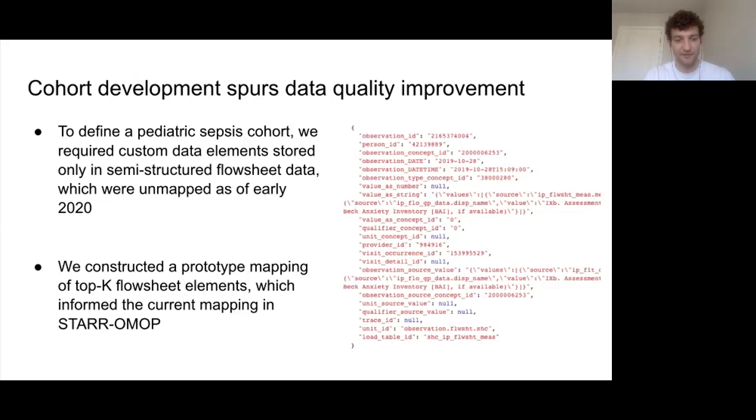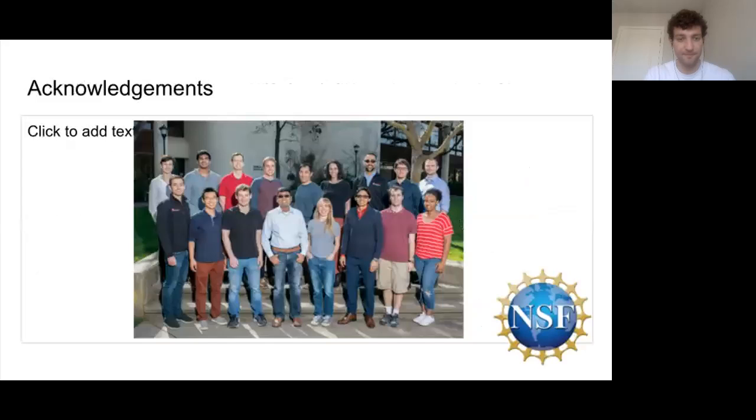However, we realized that of the roughly 24,000 unique string identifiers in the flowsheets, we could get reasonable coverage over the whole set by manually screening and mapping only a few hundred to their corresponding OMOP concept IDs. We then provided this mapping to the Research IT team, which served as an early prototype for the mapping of the flowsheet elements that currently exist in the data.